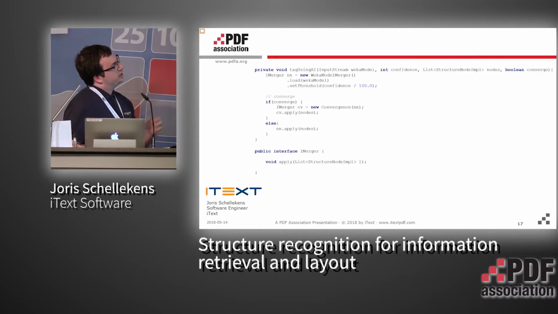What you can see here is the final code. So you give it an input stream that represents the model. You tell it, I want you to be this confident before you consider merging two things. And you give it a list of structured nodes. And in the beginning, these structured nodes are, of course, only the individual characters. And you can tell it whether to run until convergence, so merging characters and then going over the document again, or run in a single pass.